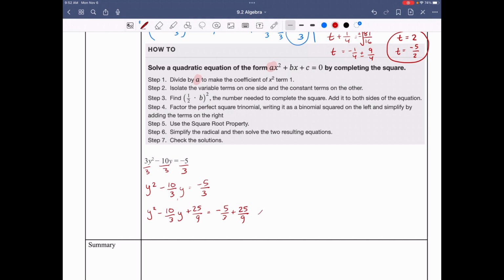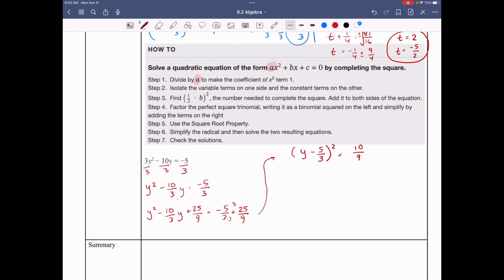And then we're going to change that into a perfect square trinomial, or we're going to factor it because it's a perfect square trinomial. And that would be y minus 5/3, squared. I'm going to change this into ninths by multiplying by 3. So that'd be negative 15 plus 25 is 10/9.